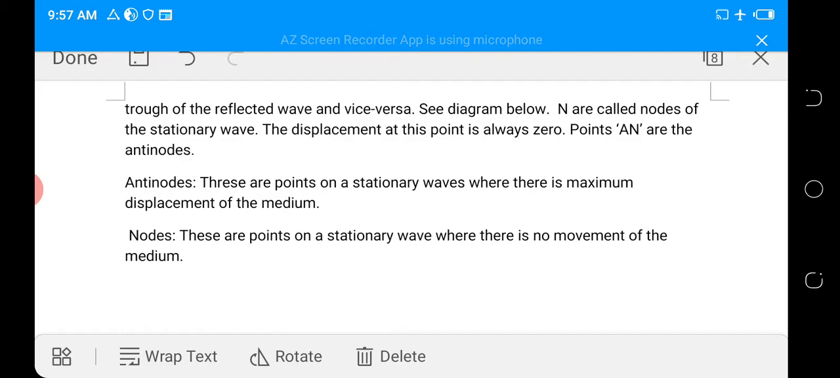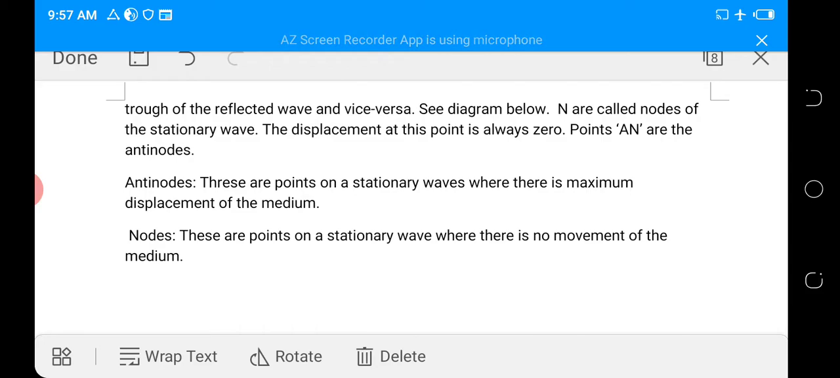But before we move to the points, let me explain further on stationary waves. A stationary wave is formed when an original wave is reflected and its reflection is combined with itself. We have a standing or a stationary wave, and the two waves that can produce a stationary wave must have the same amplitude, same frequency, and same wavelength, and they must be traveling in opposite directions.